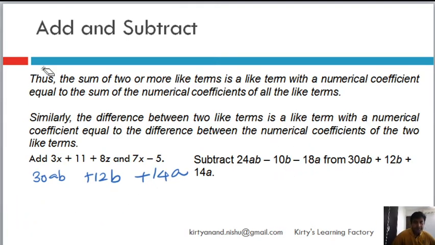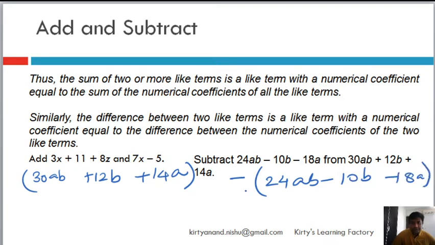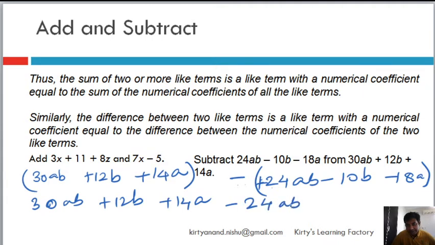If I were to write it horizontally, this is my expression minus 24ab minus 10b minus 18a. Now when I open it, and we have discussed this in integers, minus plus is minus 24ab, minus minus opens as plus 10b, minus minus opens as plus 18a.